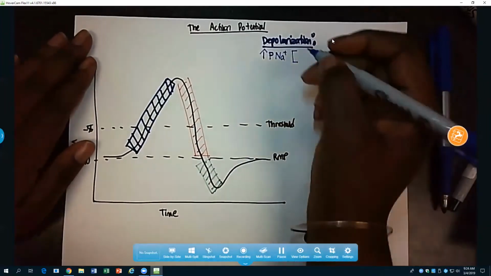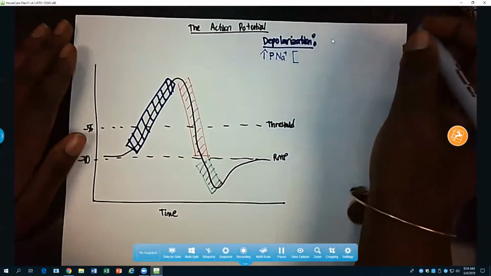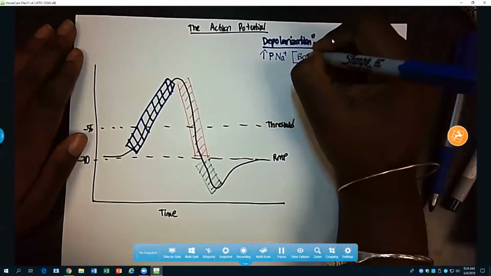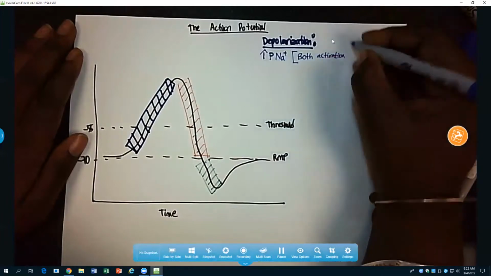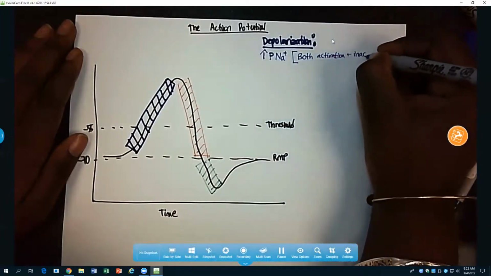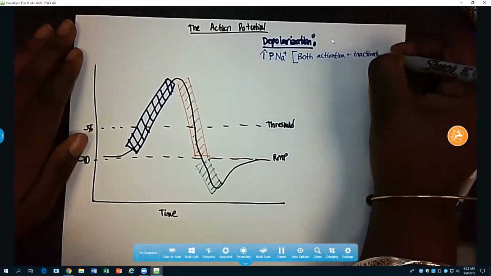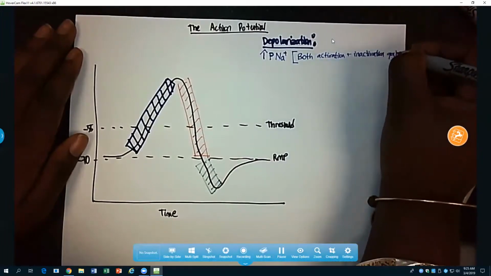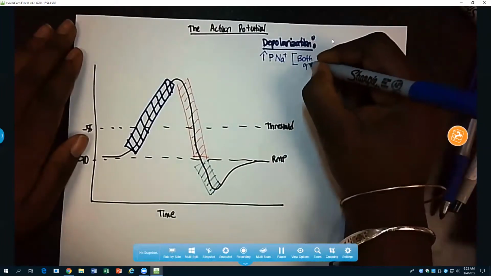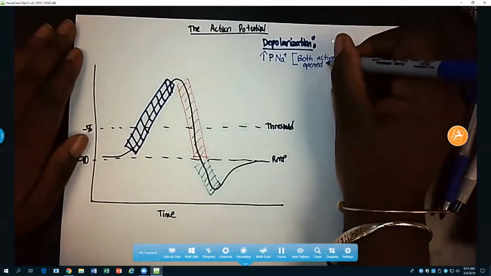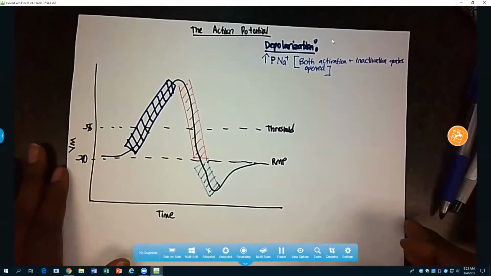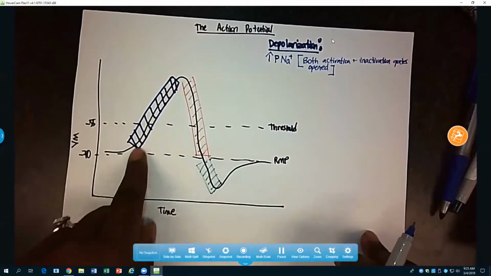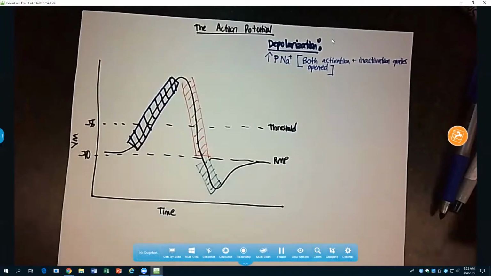Okay, so essentially, we increase our membrane permeability to sodium, which means both the activation and the inactivation gates are opened. Right, this is how we get rapid ion movement here, which is changing the membrane potential, making it much more positive, and that is what happens during depolarization.